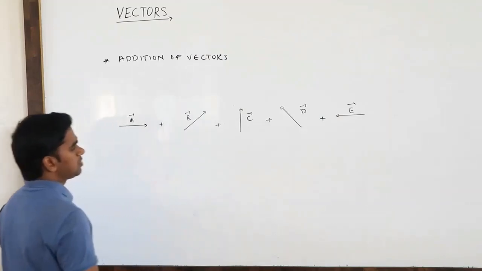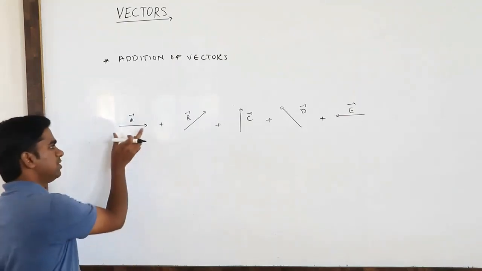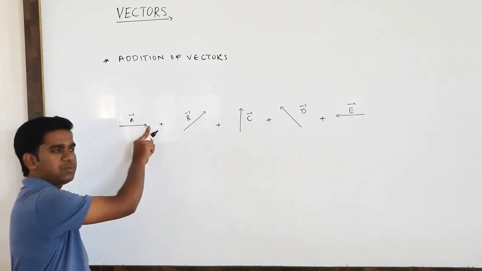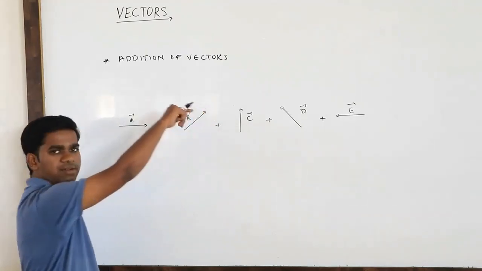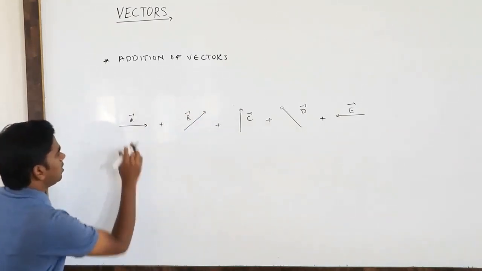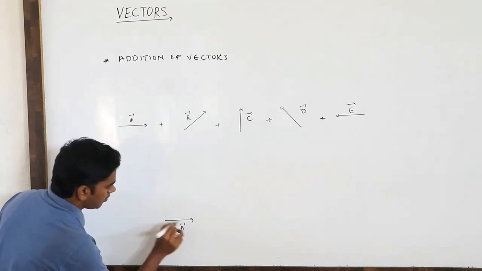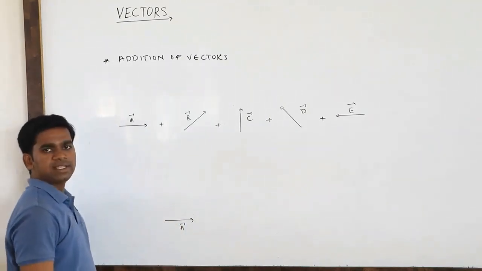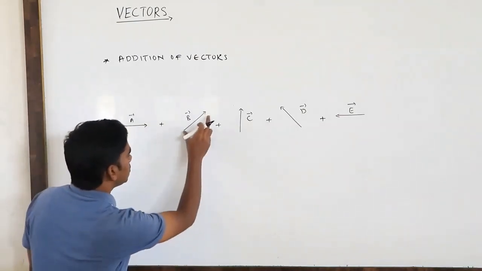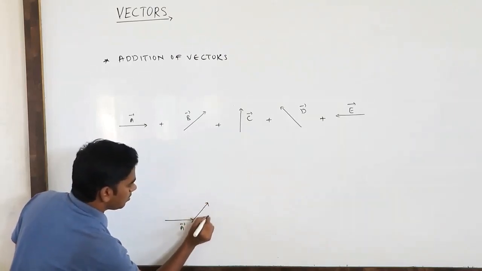First, just follow your triangle of addition. What is that? First draw the first vector as it is, then the second vector's tail should join with the head of the first vector, then again the third vector's tail joins with the head of the second vector, like that. So we'll see over here. Suppose this is vector A, which I am drawing over here. Then take the second vector and draw it as it is, in such a way that its tail comes to the head of the first vector. Look at the direction. This is vector B.